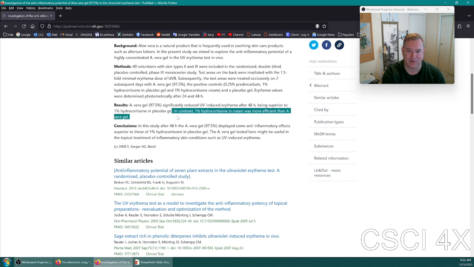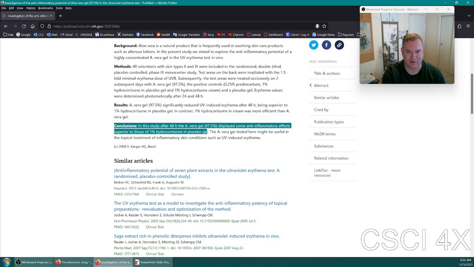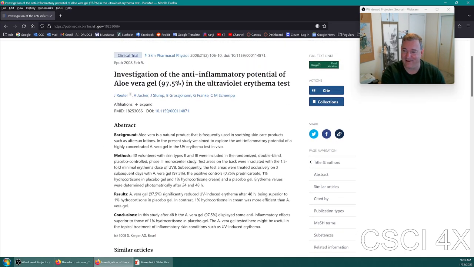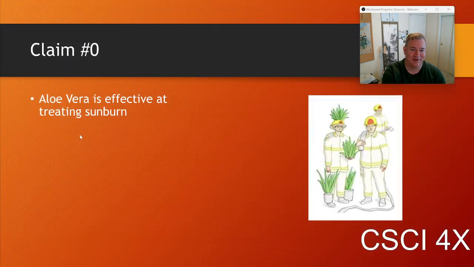In contrast, 1% hydrocortisone was more efficient than aloe vera gel. Displayed some anti-inflammatory effects superior to those of 1% hydrocortisone and placebo gel. The aloe vera gel tested here might be useful in topical treatment of inflammatory skin conditions such as sunburn. So we've got two opposing papers here, and that study is written weirdly. It is, yeah. WebMD is fairly good, yeah, but again, it's sort of a summary of things.